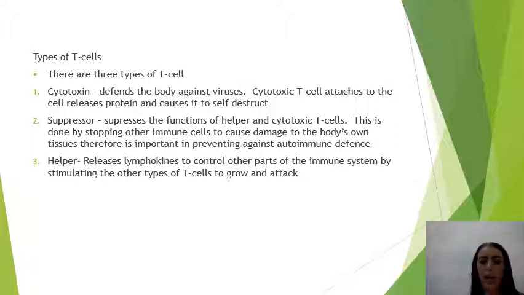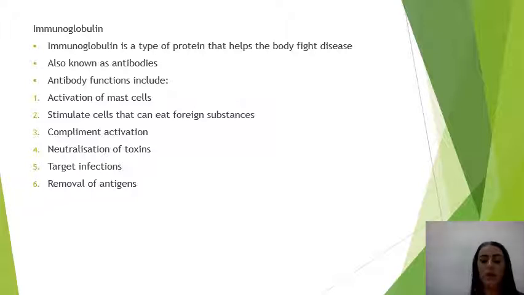Then we have the helper. This releases lymphokines to control other parts of the immune system by stimulating the other types of T cells to grow and attack. I'm now going to move on to immunoglobulin. Immunoglobulin is a type of protein that helps the body fight disease. It can also be known as antibodies.